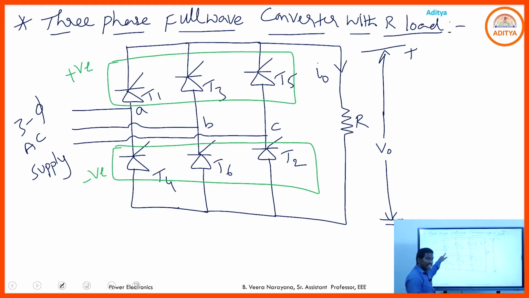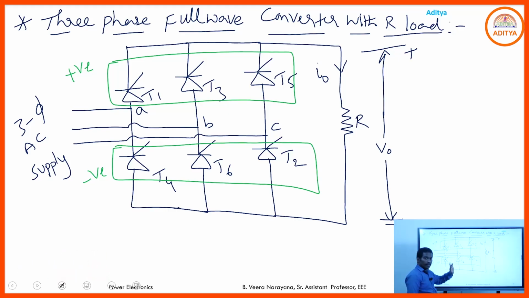Here the phase A is connected to T1 and T4. Phase B is connected to T3 and T6. Phase C is connected to T5 and T2. So, if you go through the positive group, if phase A is in the positive half cycle, then T1 is in forward bias. If phase A is in the negative half cycle, T4 comes to the forward bias.